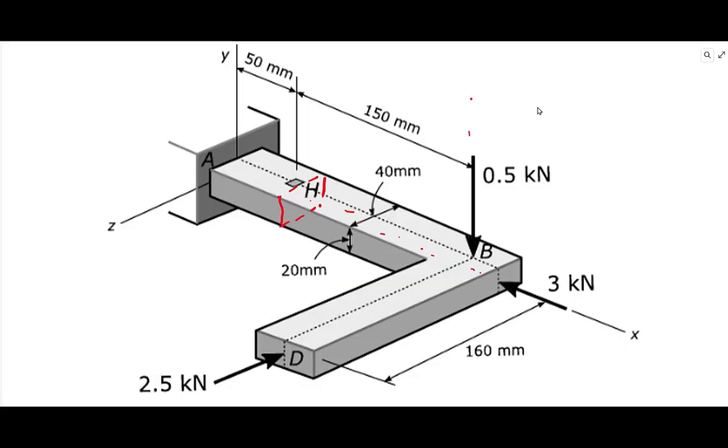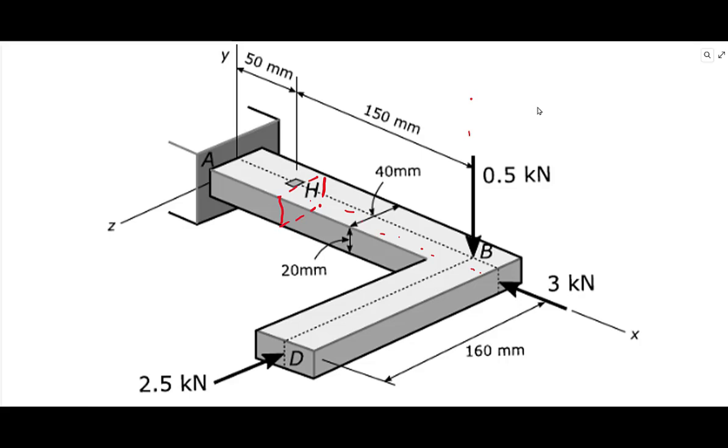So transferring 3 kilonewton to that cross section is okay. Every vector can freely be slid along its line of action. But when you want to transfer 0.5 to here, you transfer it first and then add a penalty about the z-axis, which is 0.5 multiplied by 150.